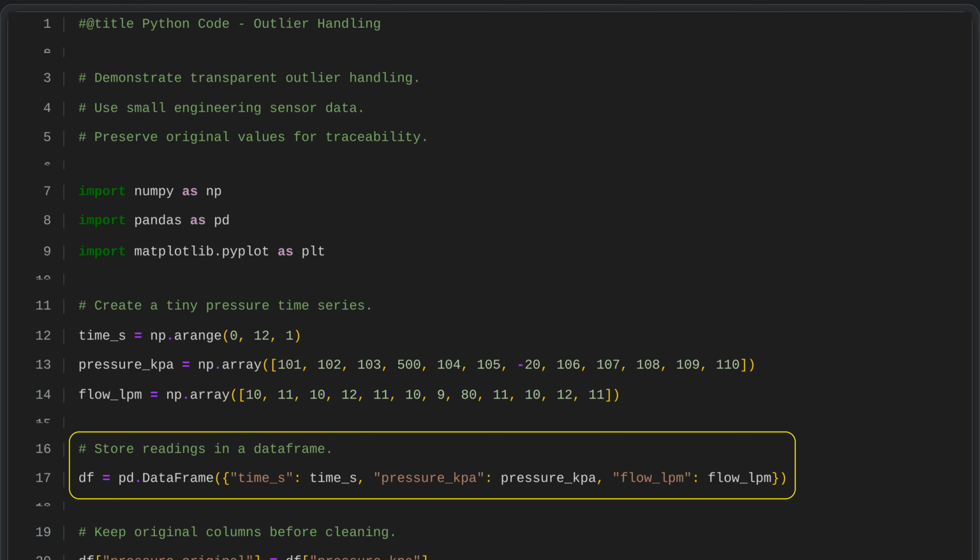We use Pandas to create a data frame that organizes the sensor data into columns for time, pressure, and flow. Each column comes from the corresponding NumPy array, making the data easier to manage and analyze.